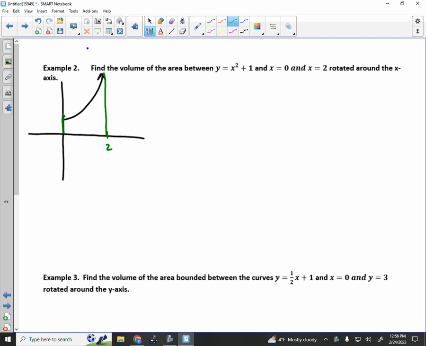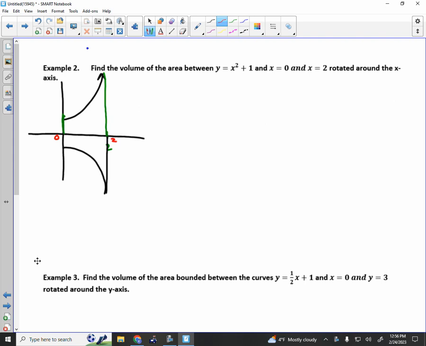Does everybody see the area that we're looking at? We're going to revolve that around the which axis? The x-axis. So it will produce that. Vertical lines. Yep, that defines the area. Those really end up being our bounds in the end.